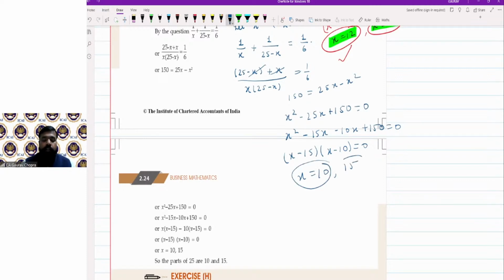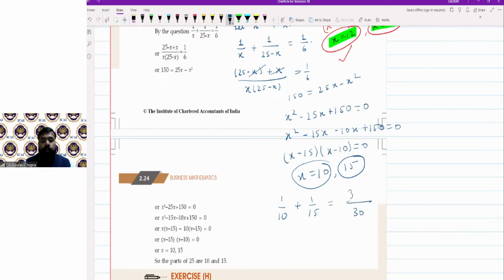So these are the two parts of 25. Now alternatively this question can be done using options. If you have 10 and 15 available in the options, then what will we do? Take the reciprocal of both and then add. So what is the LCM?